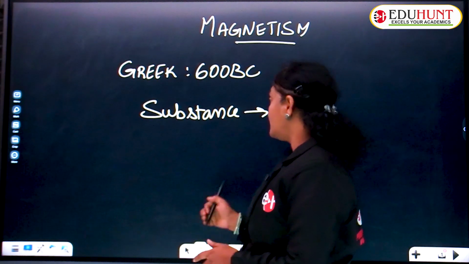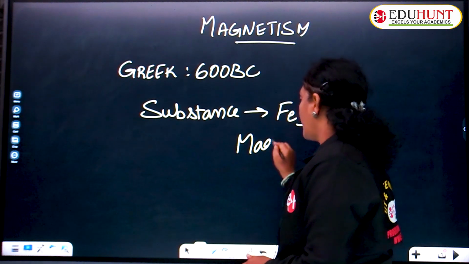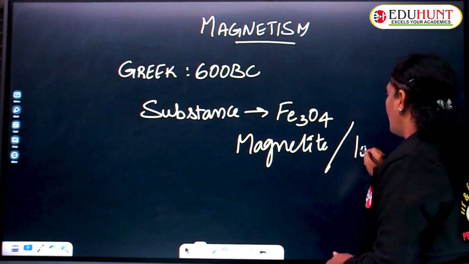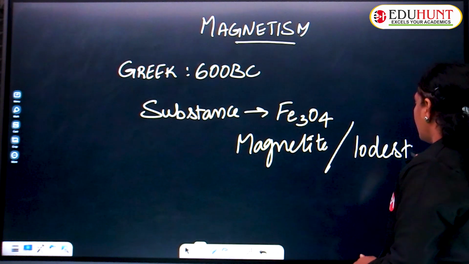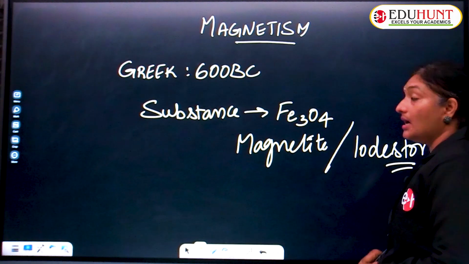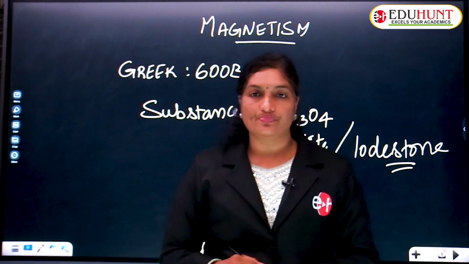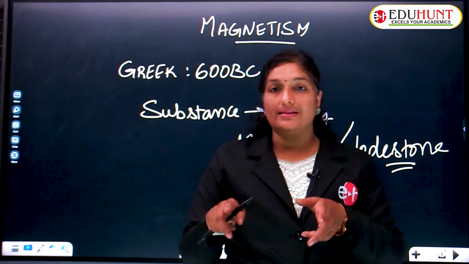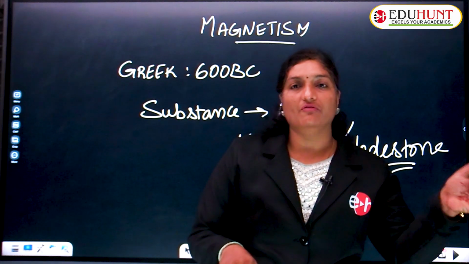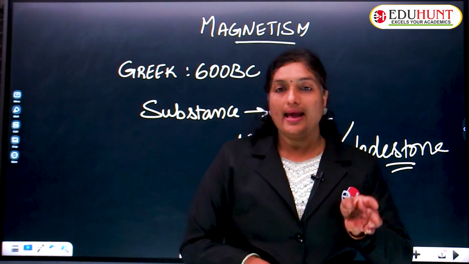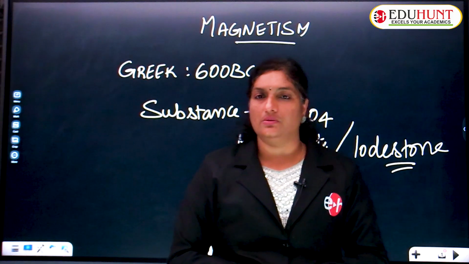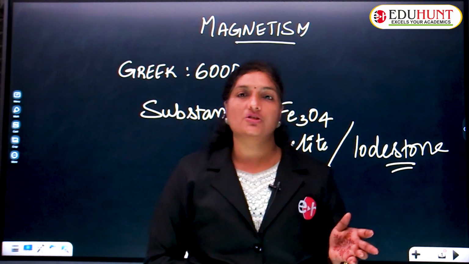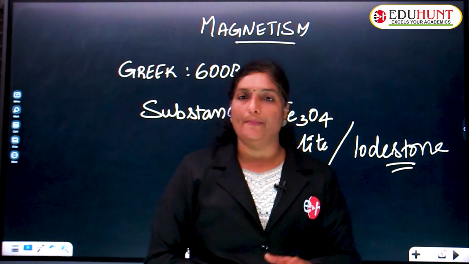And what else? Apart from magnetite, it was also called lodestone. Why the name lodestone was given: in early English, lodestone means the stone which shows the way or the path. Hence the name was given as lodestone. Now let us discuss in detail how this stone leads the way or path.